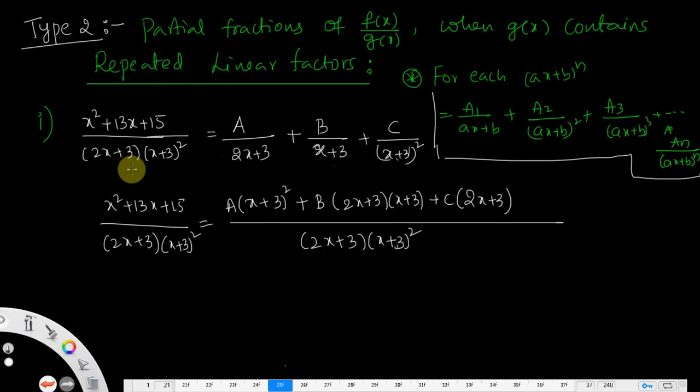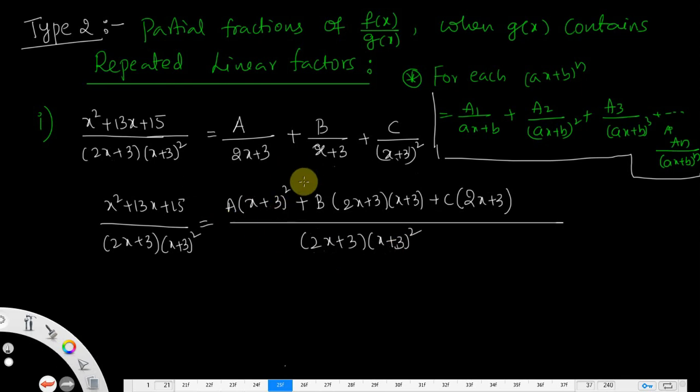First, for the linear factor, we write A by (2x plus 3) plus B by (x plus 3). For repeated factors, the number of constant terms should be increased by the number of repetitions: B by (x plus 3) plus C by (x plus 3) whole square. By taking the LCM, keep the factors as they are, you can write directly. In this, 2x plus 3 is the common factor, keep it aside, and then what is left over.